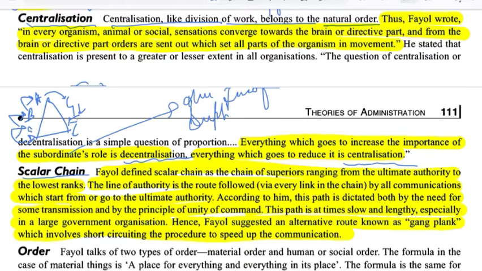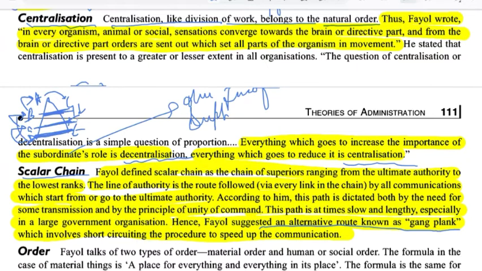But there is a concept of gang plan, an alternative route. It means D can coordinate with C and E, and C can coordinate with F. B can coordinate with G. Means they can coordinate at the same level. They cannot coordinate diagonally or by jumping any position in the organization.